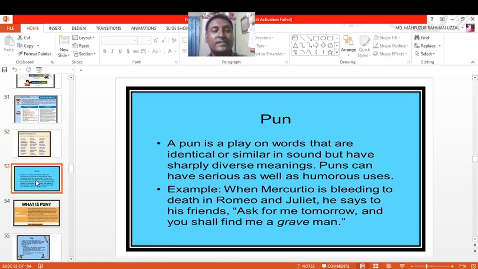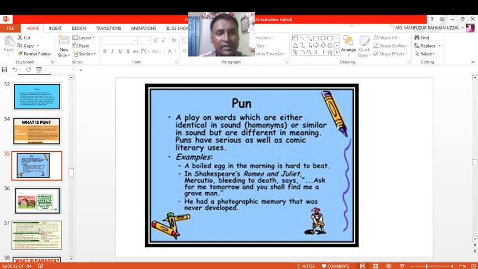Another literary device is pun. A pun is a play on words that are identical or similar in sound but have sharply diverse meanings. Puns can have serious as well as humorous uses. For example, when Mercutio is bleeding to death in Romeo and Juliet, he says to his friends, "Ask for me tomorrow, and you shall find me a grave man." Another example: a boiled egg in the morning is hard to beat. He had a photographic memory that was never developed.